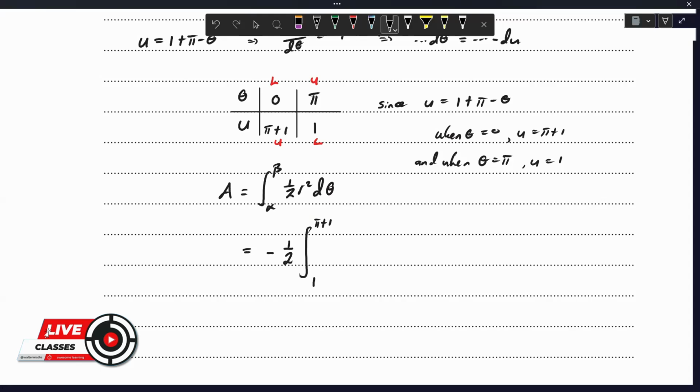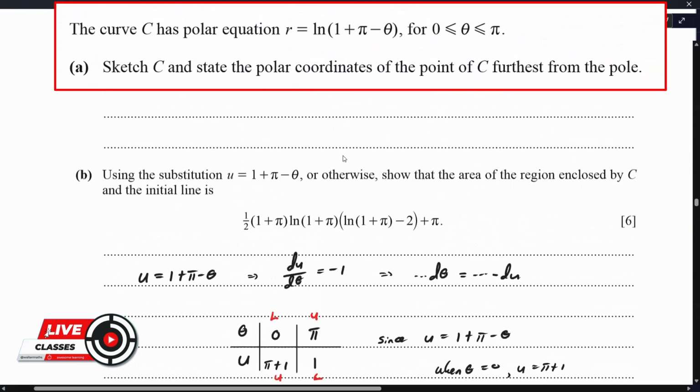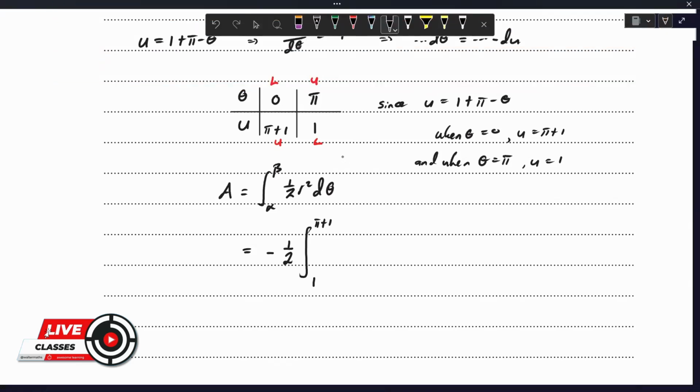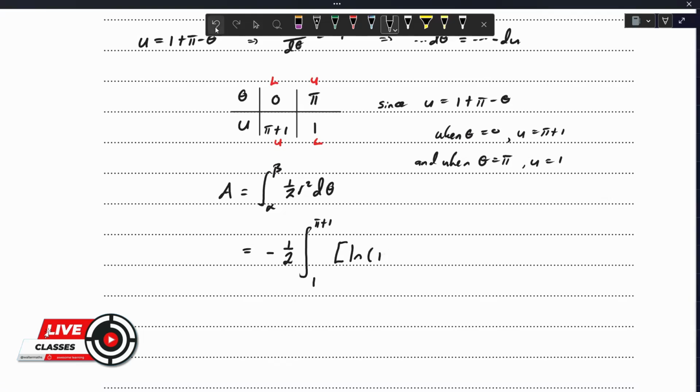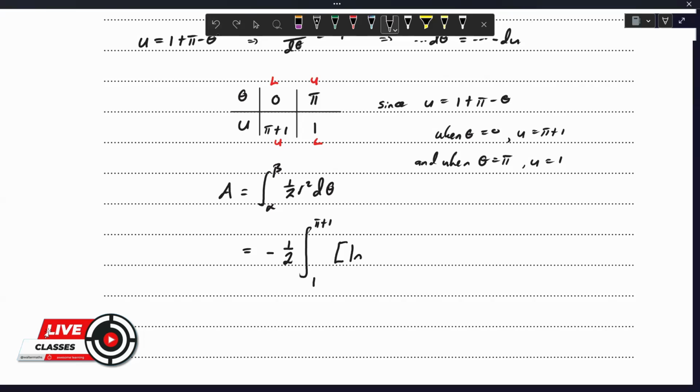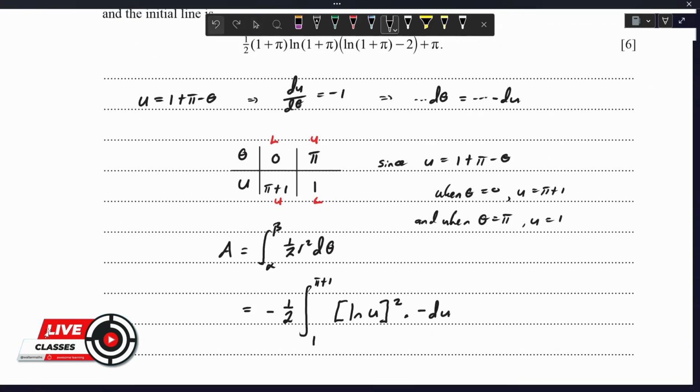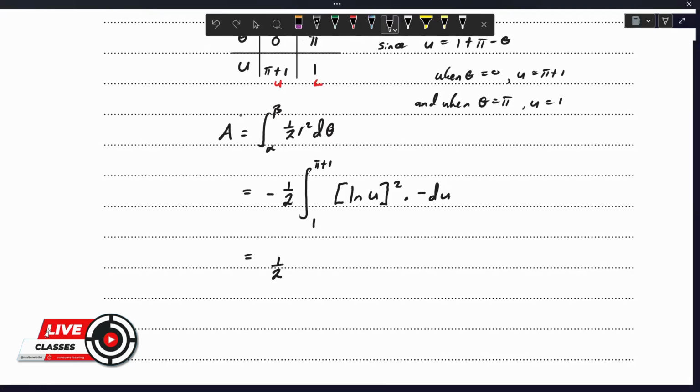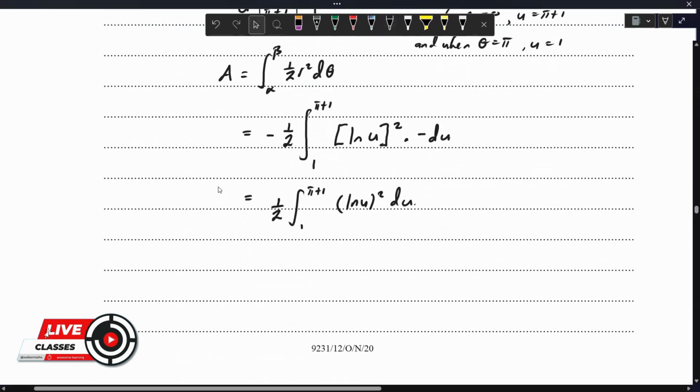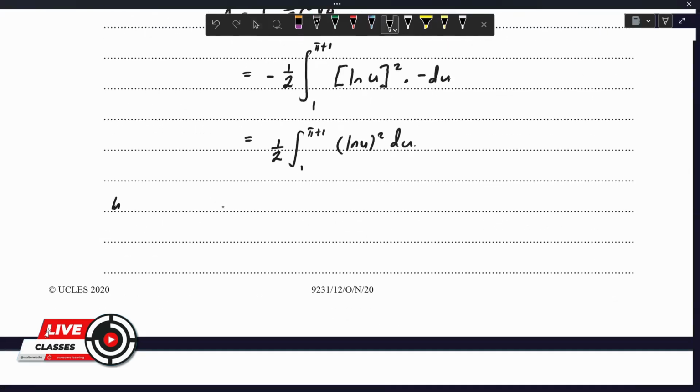And now of r squared, now from the original curve, r is ln(1 + π − θ). So r squared should be (ln(1 + π − θ))². But remember, 1 + π − θ is u. So it's just (ln u)² dθ. But in place of dθ, we put −du according to this. So we essentially have a half of the integral from 1 to π + 1 of (ln u)² with respect to u. So this is what we have. So we're going to use integration by parts here.